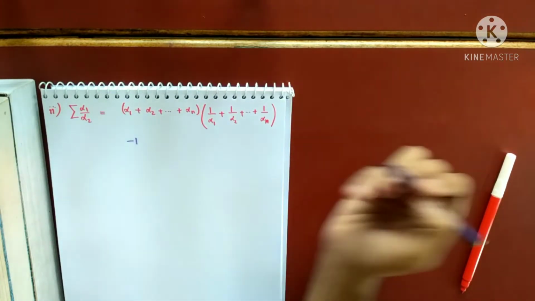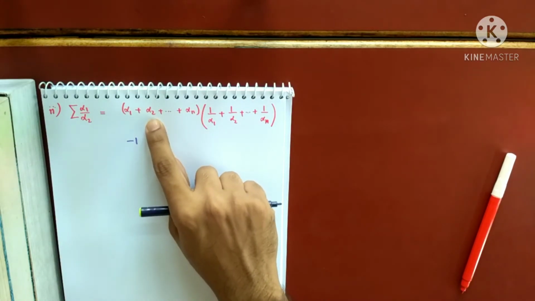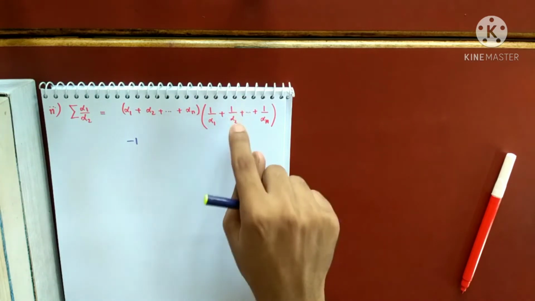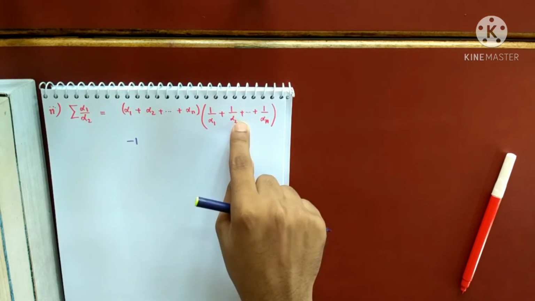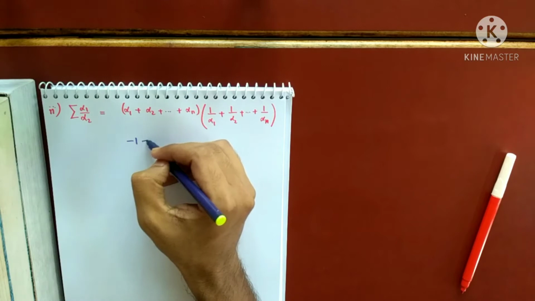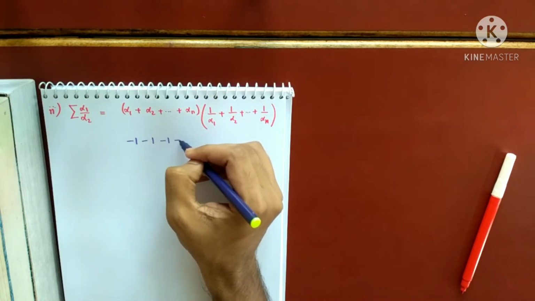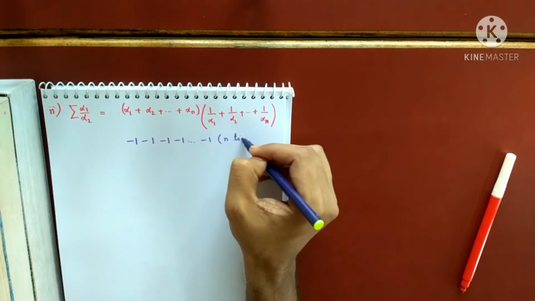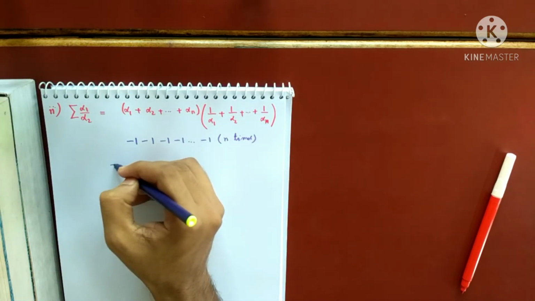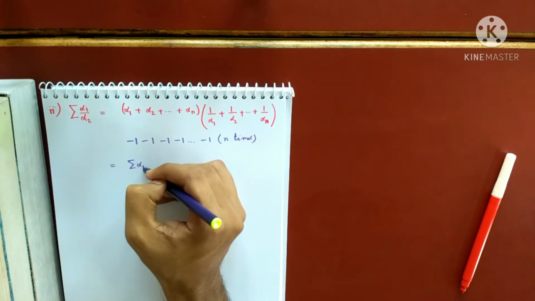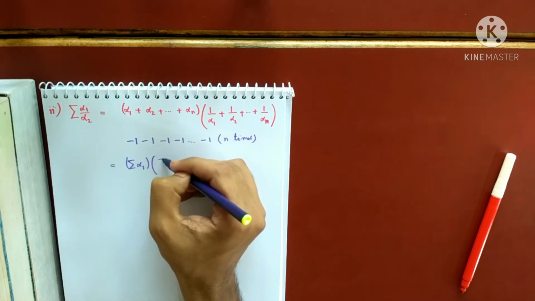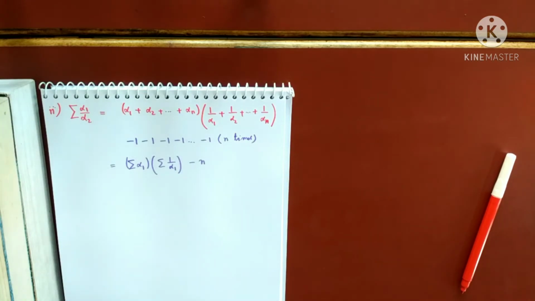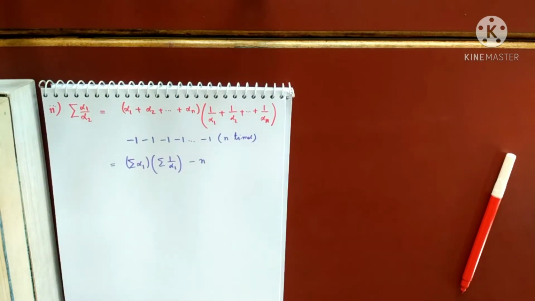Similarly, alpha 2 by alpha 1 is needed, but alpha 2 by alpha 2 is not needed. So that is also giving me 1. So 1 was also not needed. I will subtract 1. How many times? I'll subtract 1 n times. So which can be written as summation alpha 1, summation 1 by alpha 1 minus n. Understood this line or no?